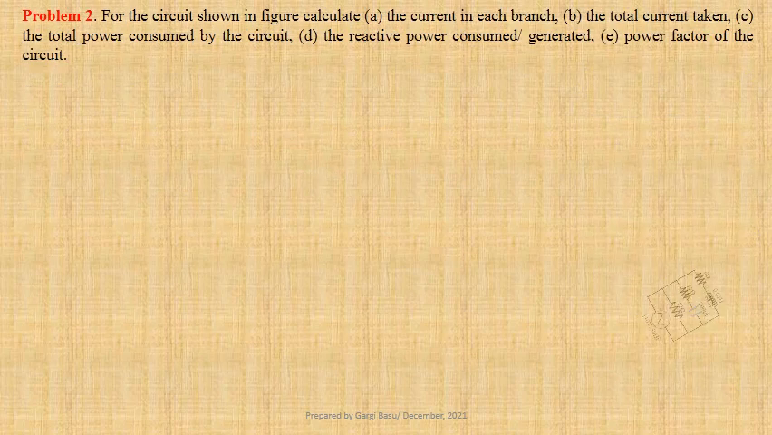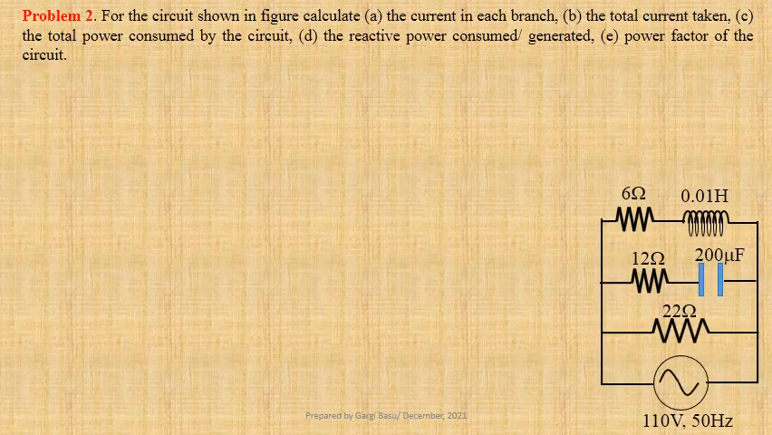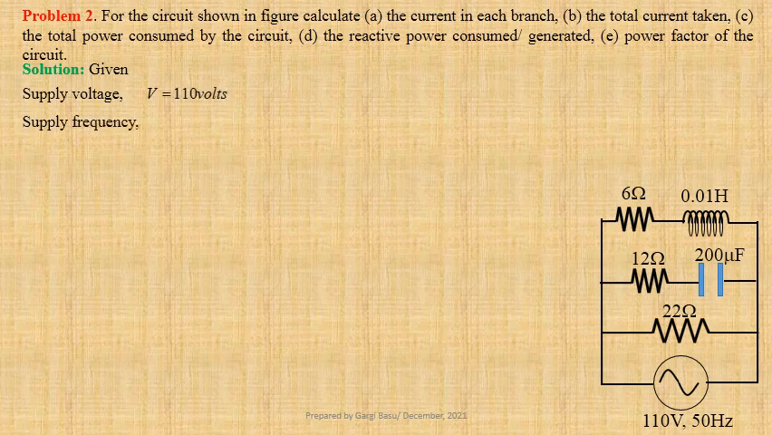For the circuit shown in figure, we have to calculate the current in each branch, the total current taken, the total power consumed by the circuit, the reactive power consumed or generated, and power factor of the circuit. Let us first write down the given data. Supply voltage V equals 110 volts. Supply frequency f equals 50 Hz.